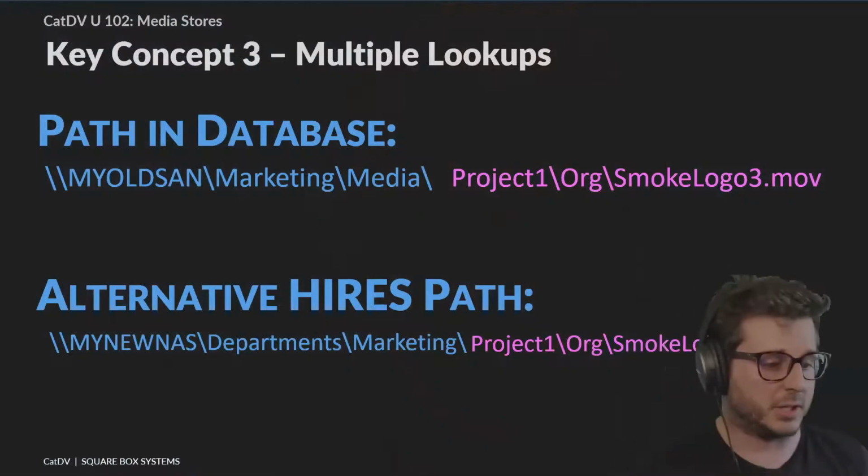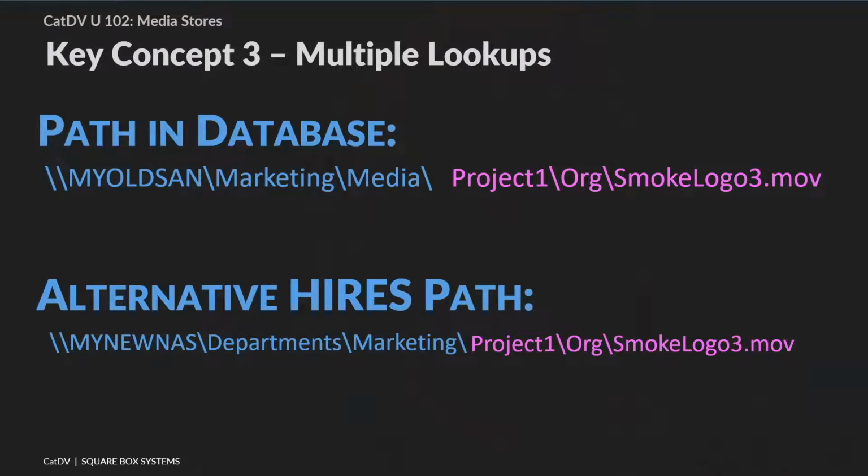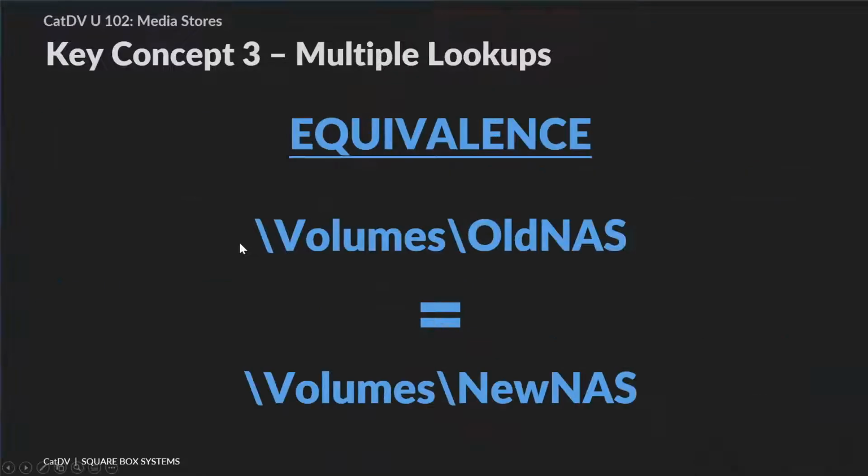That's something I'd suggest you engage either your reseller or our support guys to help with as well. Just to show you, this was the path in the database. This is what's stored against that particular clip: My Old SAN marketing media. Then we've got a relative path again. It might be a couple of levels deep, but now we've given it an alternate high-res path that it can go and look up.